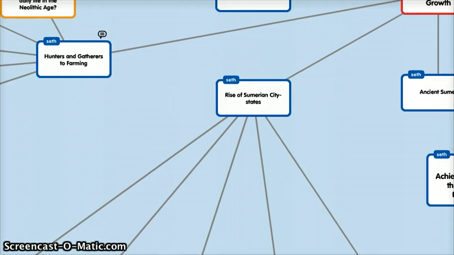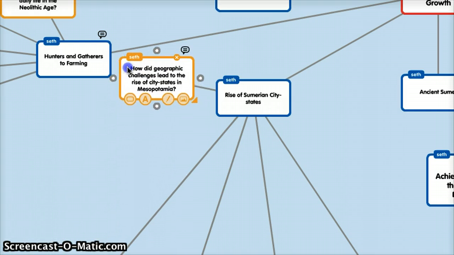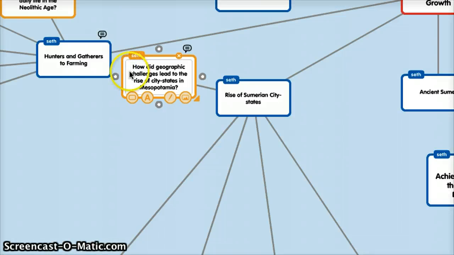All right, so what is our essential question? What is it that we're going to be studying? Well, the essential question that I want everybody to be able to answer by the time we finish studying this section is: how did geographic challenges lead to the rise of city-states in Mesopotamia? There were specific problems with the land in Mesopotamia that the Sumerians had to address.